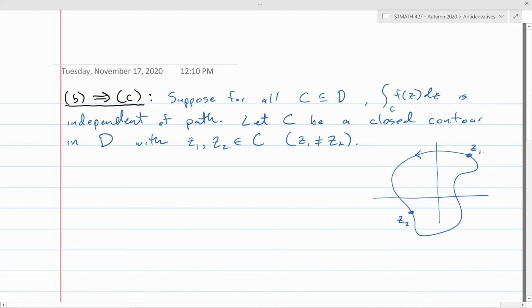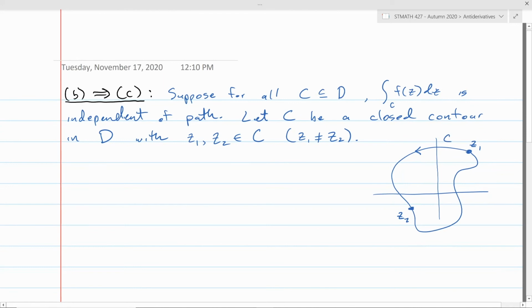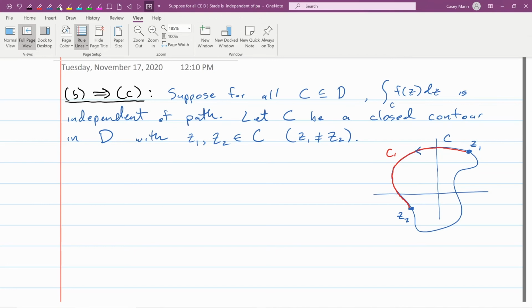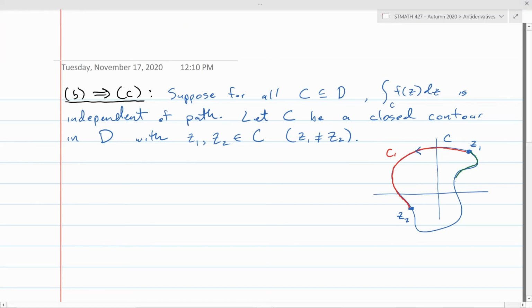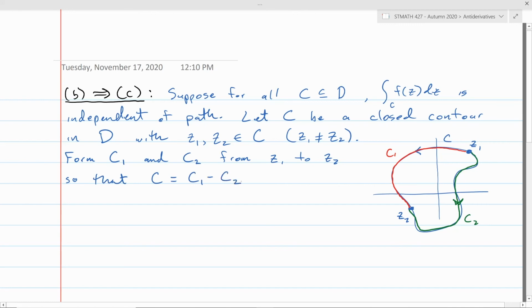Essentially, what we can do is pick that part of the contour that goes from Z1 to Z2 along the closed loop C, but I could also do Z1 to Z2 working backwards along C, going around the other half of the curve. So we'll make this top part of C be C1, and the bottom part of C from Z1 to Z2 will be C2. So form C1 and C2 from Z1 to Z2 so that C is equal to C1 minus C2, going backwards along C2.